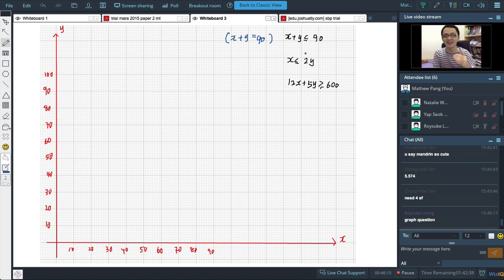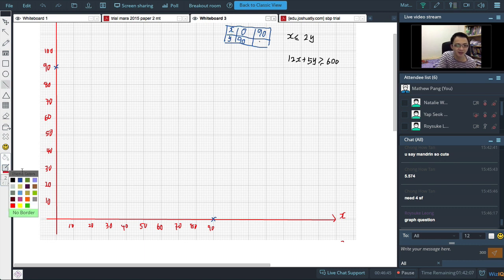So I will need to draw the first line first. So I will need to get my coordinates. I will form a simple table, x and y. When x equals 0, y will be 90. When y is 0, x is 90. So I got 2 points here, (0, 90) and (90, 0). I'm going to plot them. Then I will sketch my first line from 90 to 90. Later you need to understand the inequality.